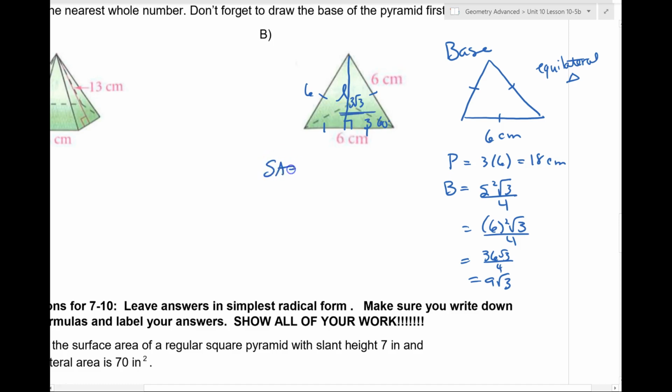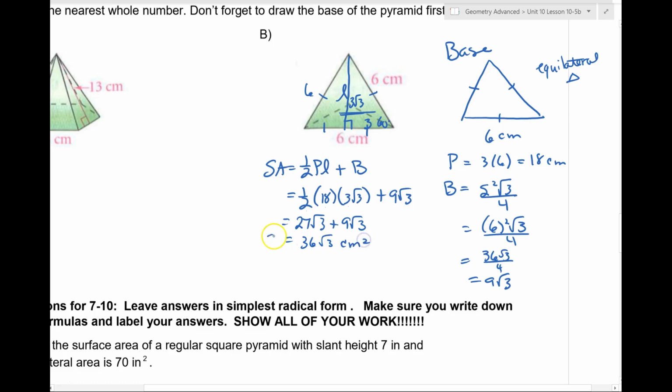So my surface area formula is 1/2 perimeter of the base times the slant height plus the area of the base. So 1/2 the perimeter of the base is going to end up being 18. Your slant height is 3 root 3 plus the area of the base is 9 root 3. So here we got 1/2 of 18 is 9. 9 times 3, that's going to be 27 root 3 plus the area of the base, which is 9 root 3. And that gives 36 root 3 square centimeters for the surface area.